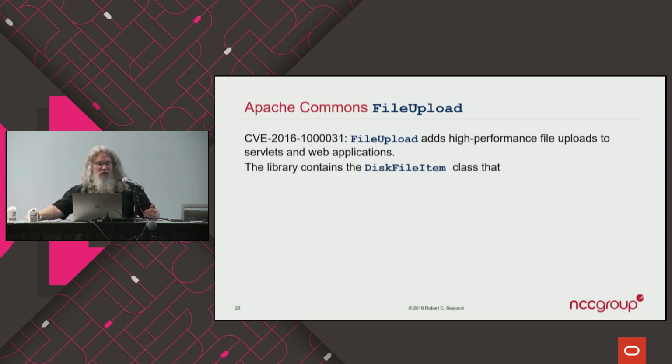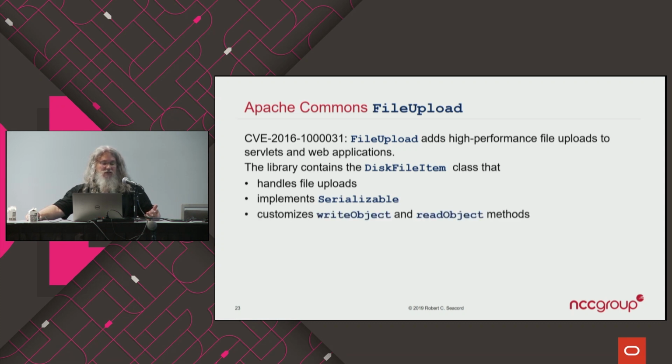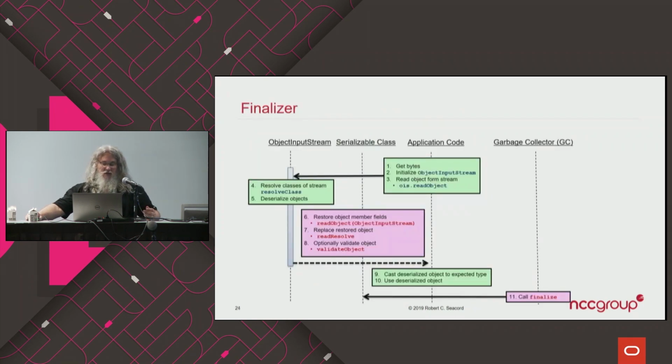So anyway, this library has a DiskFileItem class that handles file uploads, and it's serializable. It does implement customized writeObject and readObject methods. And so this allows remote code execution and file manipulation. And this actually occurs on the invocation of the finalize method, which is sort of extra special fun when you think about it, because the finalize method runs in the garbage collector, which is a separate security context from actual deserialization of your object. So that's a fun way to get burned.